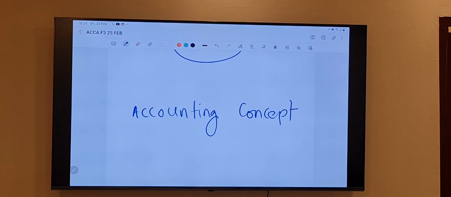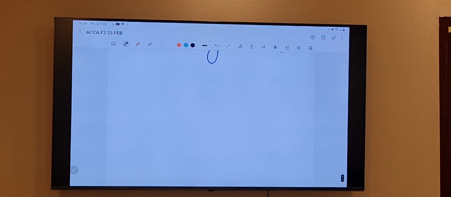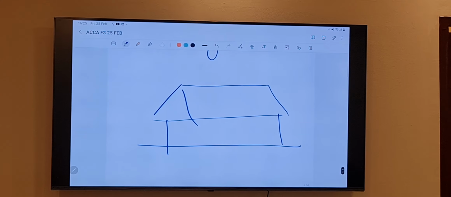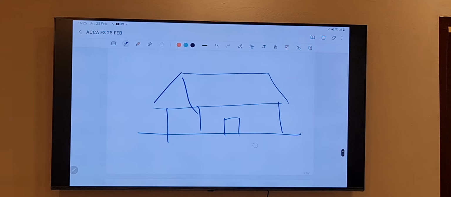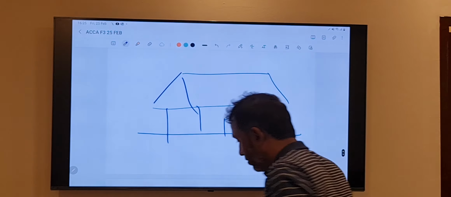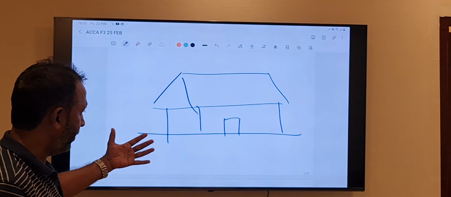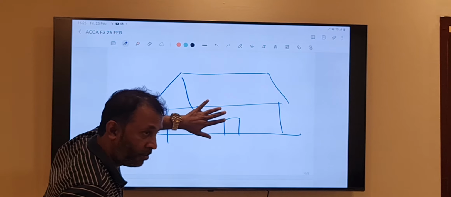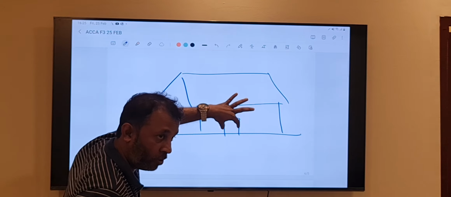Now what I try to mean by concept is the accounting concept. Let's say this is my beautiful house. See my drawing? This is my beautiful house. When someone sees this diagram, they see the roof, they see the wall, they see the door.